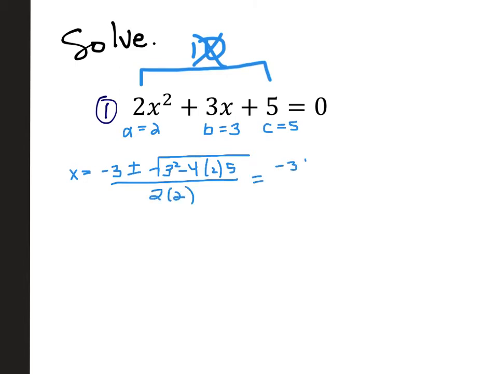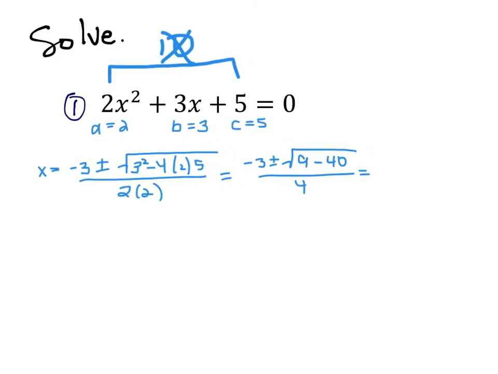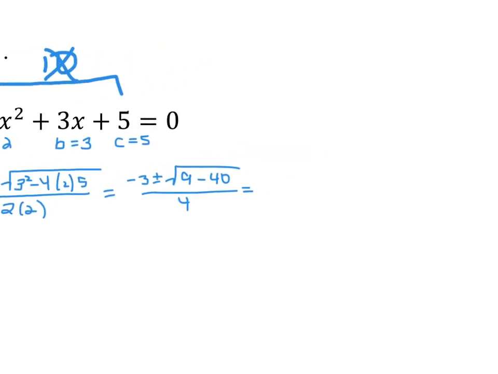We have -3 plus or minus 3 squared is 9. 4 times 2 is 8, times 5 would be 40, so -40, divided by 4. Simplify that a little more. We have -3 plus or minus 9 minus 40 is -31 divided by 4. I see this negative underneath. That means I'm going to have an imaginary answer, an i.